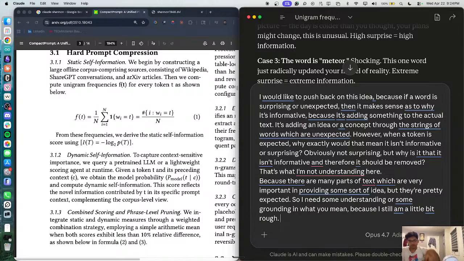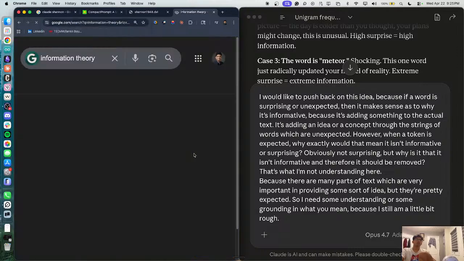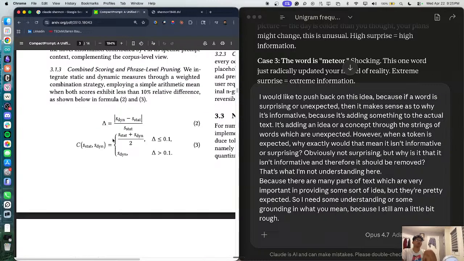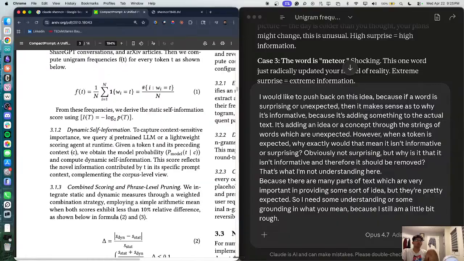So I guess we went from just understanding static self information and dynamic self information to understanding a little bit about information theory as well. It was literally established by Claude Shannon. So that's pretty sick. But wow, who knew?